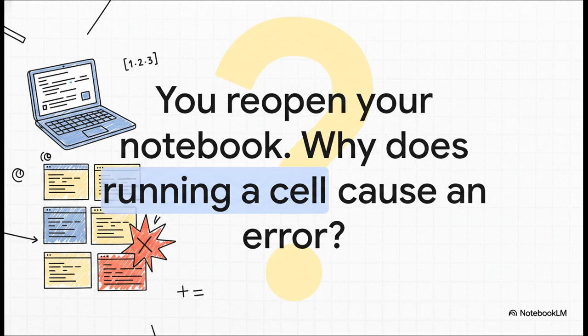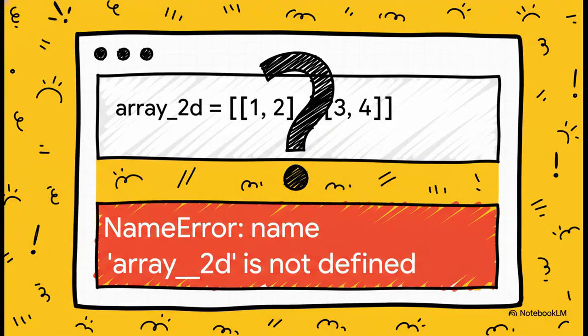But then you try to run a cell, maybe somewhere in the middle, and bam, you get an error. And this is what you see. NameError: name 'array__2D' is not defined. And you're staring at the screen thinking, what? I can literally see the cell right above this one where I defined that exact variable. So why is the notebook telling you it doesn't exist? Trust me, this is the moment that drives beginners nuts, but the fix is actually super simple once you get what's happening behind the scenes.